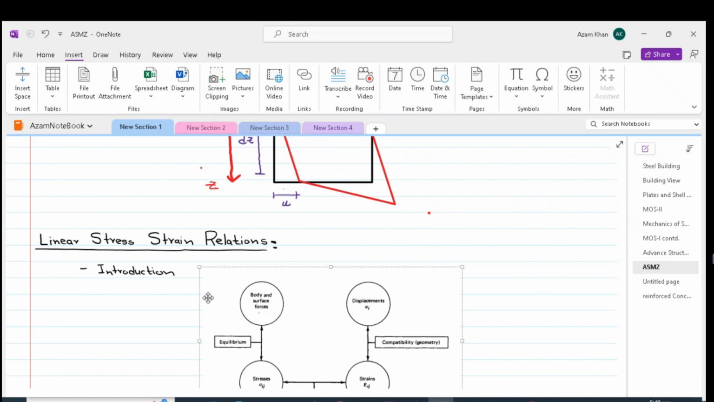In this presentation, we will discuss linear stress-strain relations. Previously, we have tried to throw some light on stresses and strains. We have looked into stresses and strains independently. The theories we presented related to stresses and strains were based on the concept of general continuum.